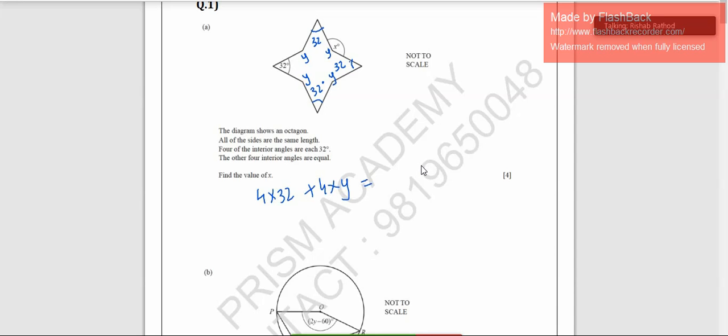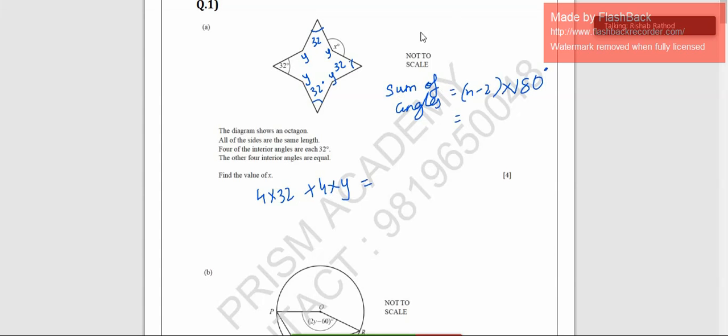So how to find the sum of angles of a polygon? There's a formula. The sum of all the angles of a polygon is equal to (n minus 2) into 180. That's the formula. n is the number of sides. Octagon means 8 sides, 8 minus 2 is 6. 6 into 180 is how much? 1080.